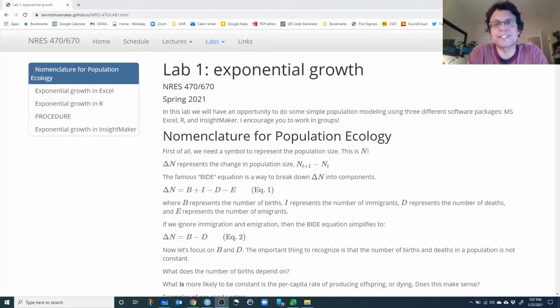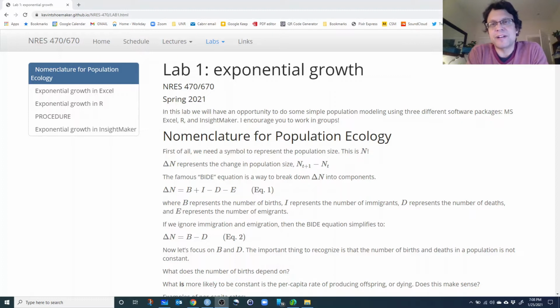Exponential growth is the topic of this lab, and we're going to cover exponential growth using three different tools. We're going to use first Excel, which hopefully many of you are already familiar with, and we're also going to model exponential growth using R, and we're going to use Insight Maker. So these are the three tools we're going to be using throughout the semester.